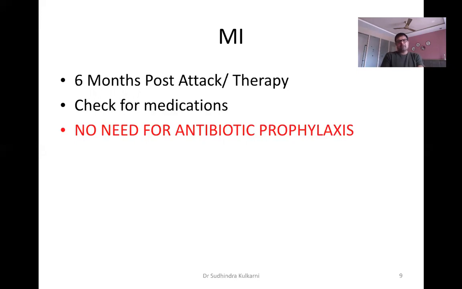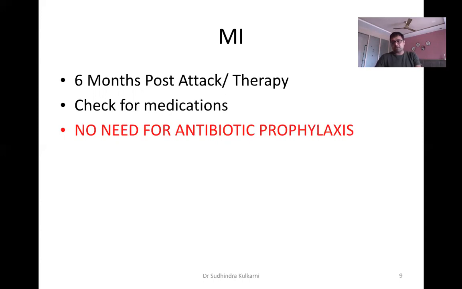Very importantly, patients who have had an MI are as good as non-MI, in the sense that because they know they had an MI, they would have either undergone angioplasty or a stent placement, or they would have undergone a bypass. Either way, they're as good as normal patients. Check their hypertension levels, check their medications, and then they're good to go. You don't need to give any antibiotic prophylaxis.